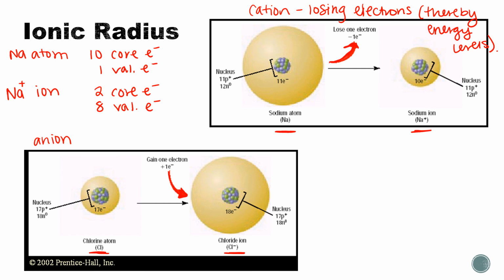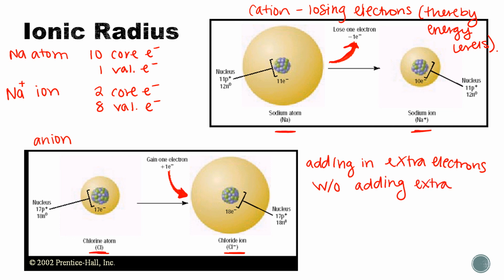So when we add in an electron, adding in extra electrons without adding in extra protons, because remember, we're not changing the element at all, so we're not changing the number of protons, causes the added electrons to start to repel one another.